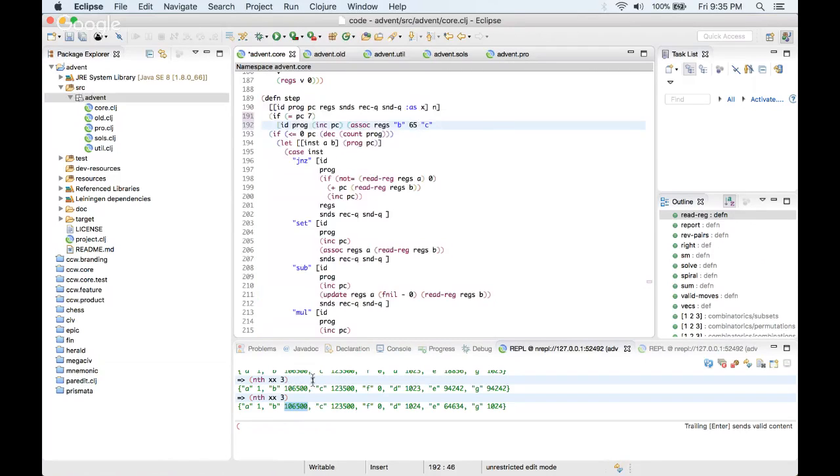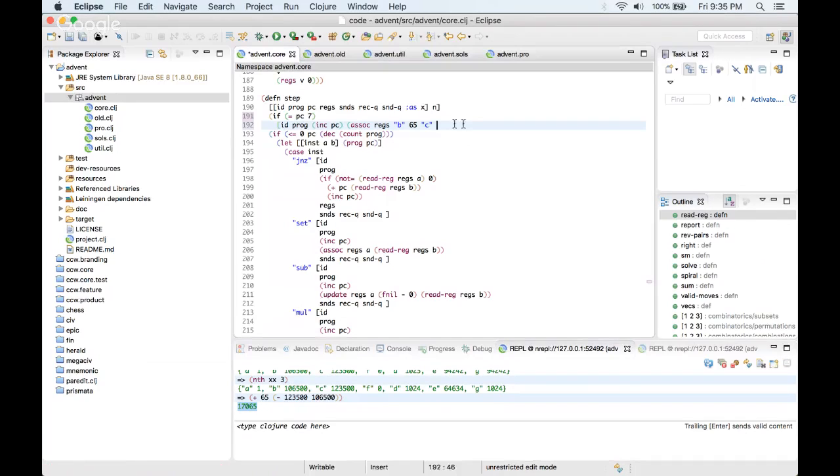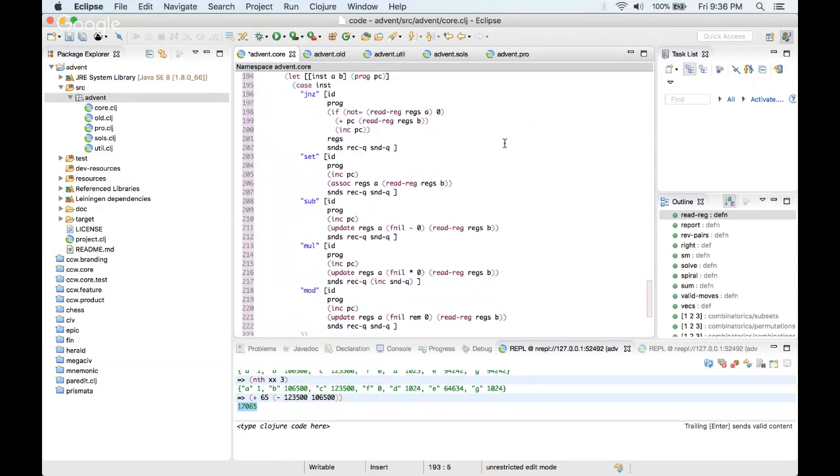And C to be the difference here. So add to 65 the difference between this and this. Regs. Leave this the same. Leave this all the same. And then otherwise, do all this stuff.